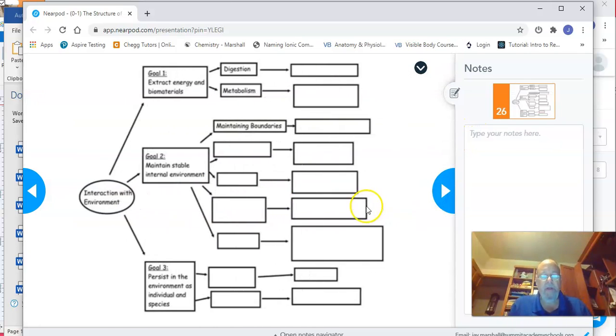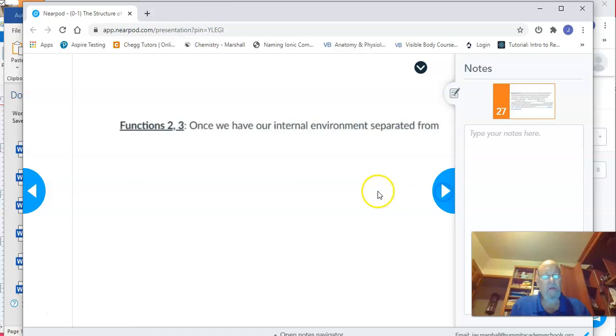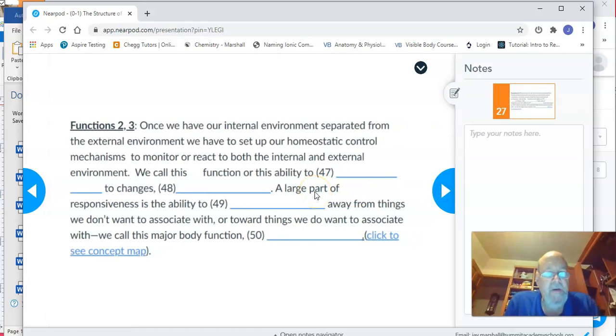Okay. So in my graphic organizer now, I've added maintaining boundaries as something that helps maintain a stable internal environment. Now, once we have our internal environment separated from the external environment, we have to set up our homeostatic control mechanisms. I've got the separation complete. Now, let's add in the control systems.